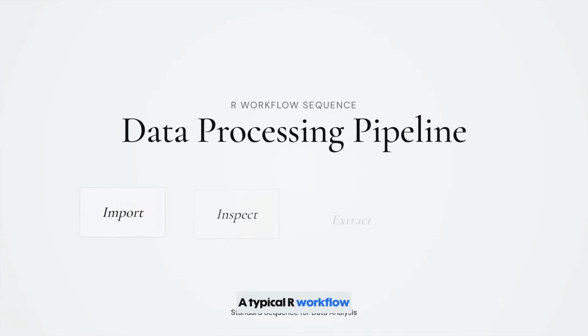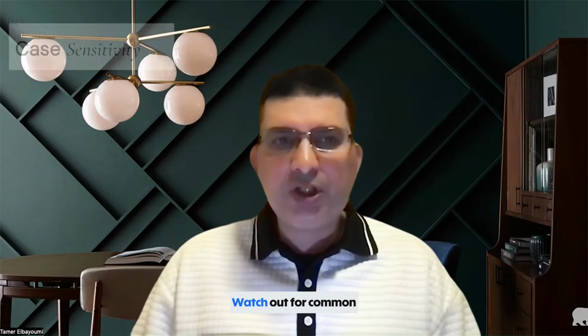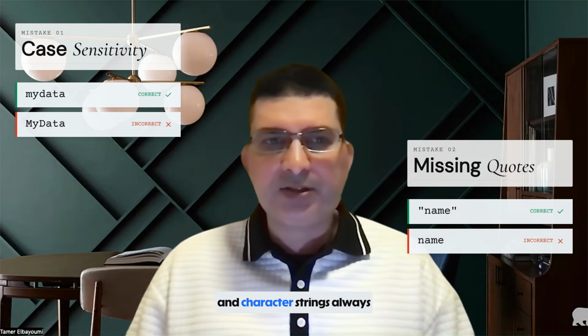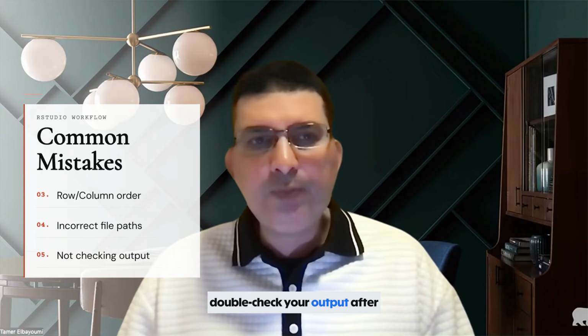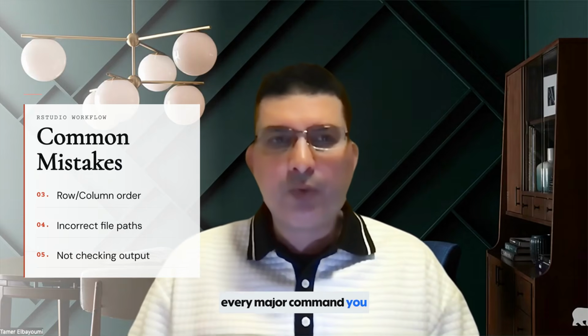A typical R workflow follows a simple sequence. First, import your data, then inspect, extract, and subset it. Watch out for common mistakes: R is strictly case-sensitive and character strings always require quotation marks. Don't flip your rows and columns, and always double-check your output after every major command you run.